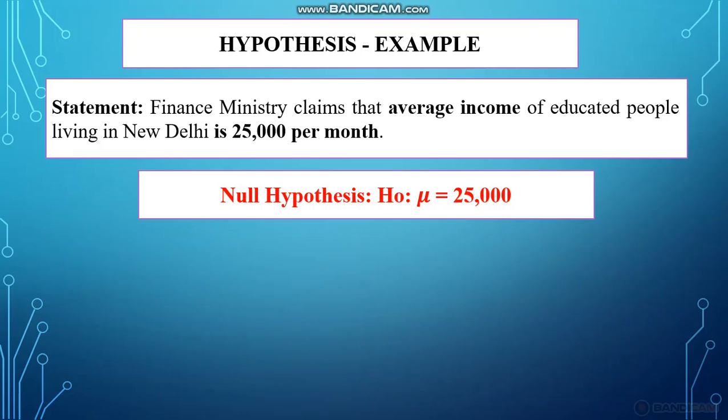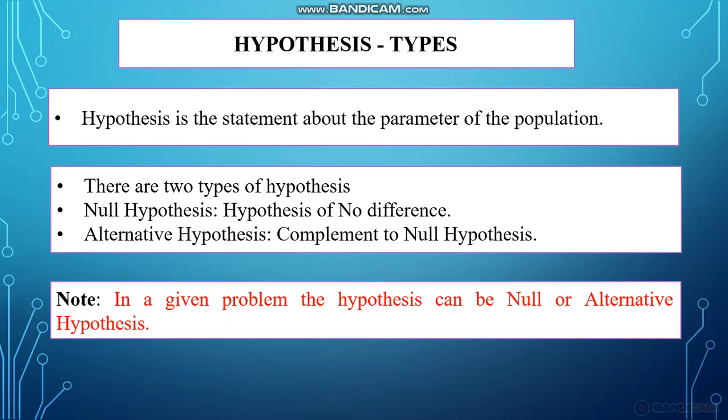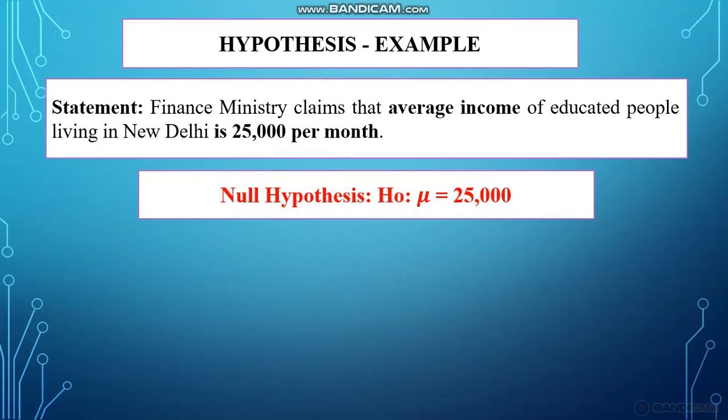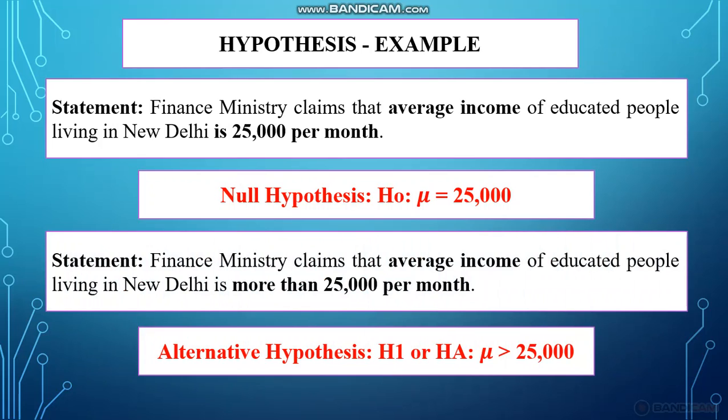The null hypothesis means a hypothesis of no difference. In the first statement they are saying equal, so this is the null hypothesis. But in the second statement, the average income is more than 25,000, so there is a difference. So this one is the alternate hypothesis. So in a problem, the given hypothesis can be either the null hypothesis or the alternate hypothesis.